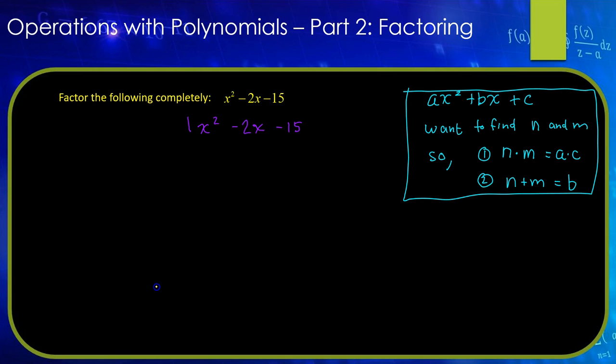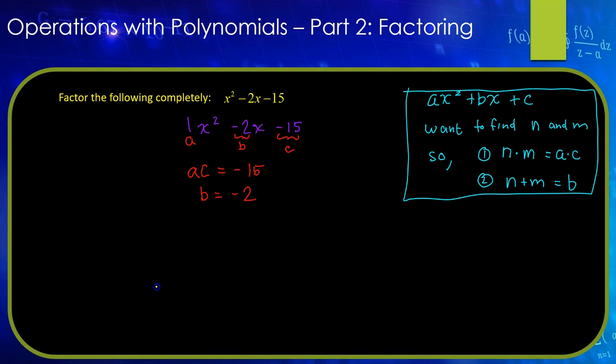And so when I do a times c, there's a, b, and c. A is 1, b is negative 2, c is negative 15. A times c would be 1 times negative 15, which is negative 15, and b would be negative 2. So I want two numbers that multiply and give me negative 15, but when I add them together, give me negative 2. So I would have to search for them.